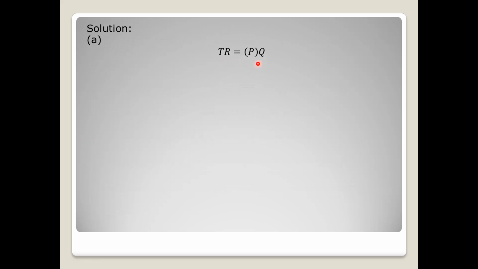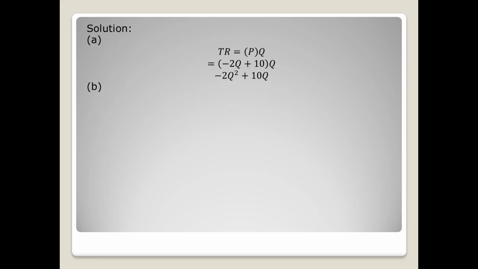TR equals P multiplied by Q. So we have to multiply the demand function by Q. So we will have minus 2Q plus 10 multiplied by Q, which is minus 2Q squared plus 10Q.